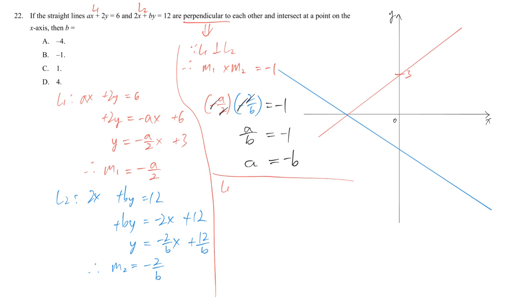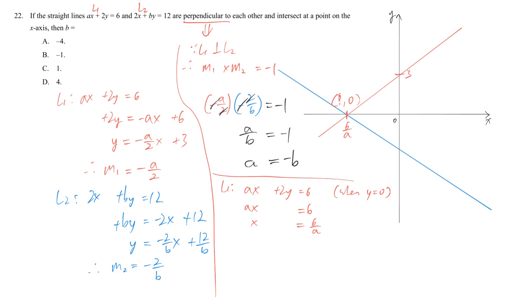If we consider L1, when y is equal to 0, about this point we only know that y is equal to 0, but we don't know what x is, so we try to express it. L1 we have ax plus 2y equal to 6. When we consider y equal to 0, ax equals 6, and then x is equal to 6/a here. That's why the coordinate here I can express in terms of a is 6/a.